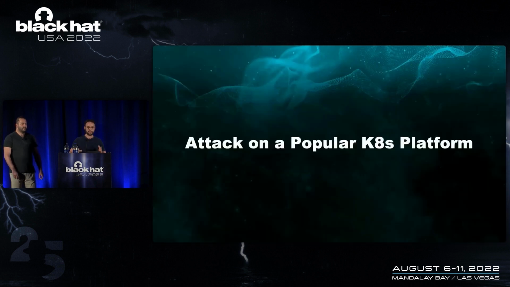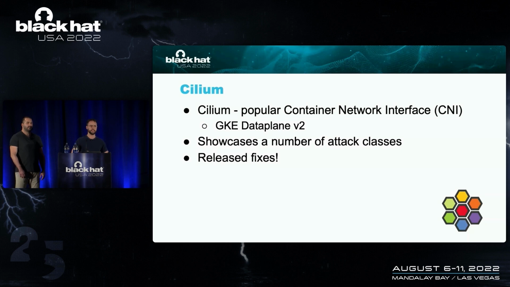So let's see how an actual attack on one of those popular platforms looks like. We couldn't obviously demo all of the attacks. The one we're going to see is on Cilium, which is a very popular container network interface. It is what's powering the new data plane in Google Kubernetes Engine. The reason why we chose Cilium is that it showcases a number of attack classes, and also the Cilium maintainers did a great job of fixing every one of the things that we're going to show here today.